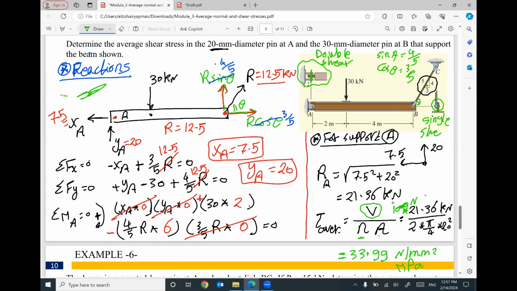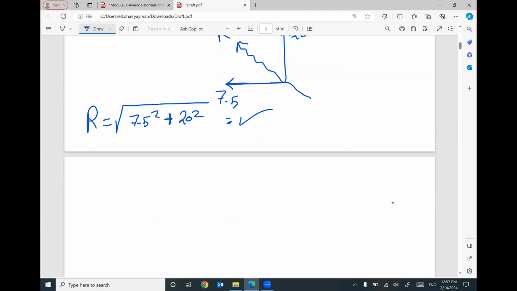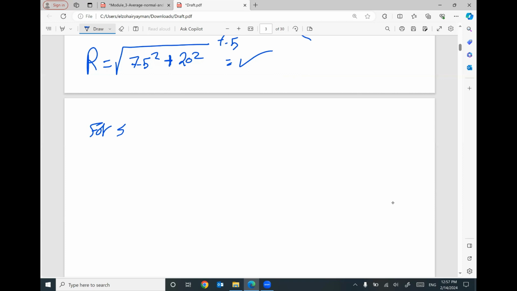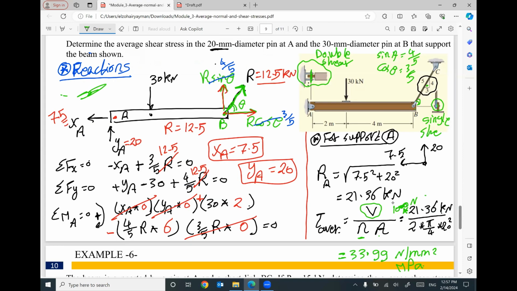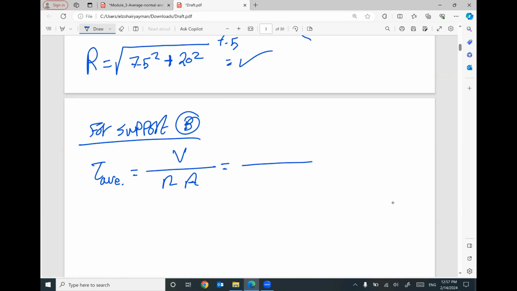For B, we have this resultant force, capital R. So for support B, the average shear stress equals V divided by N times area. The applied shear force at support B, the resultant, we have horizontal and vertical component. I don't care. We have only one resultant force R, 12.5 kilonewton. I'm gonna multiply it by 1000 to be in Newton.